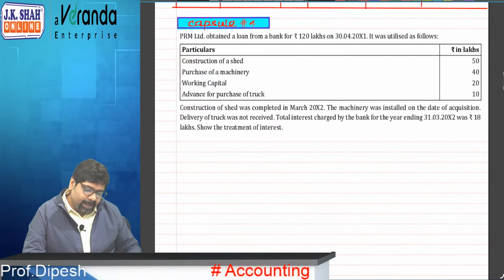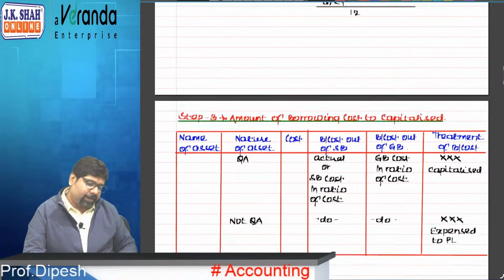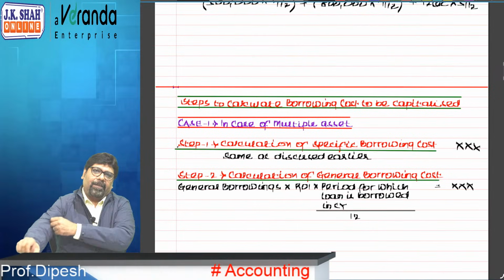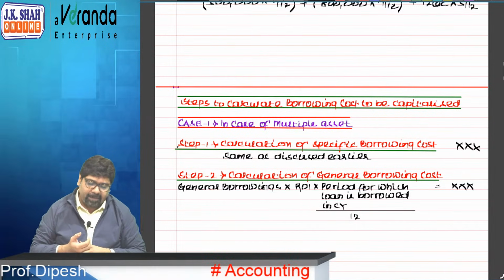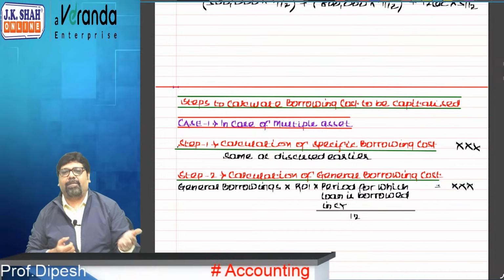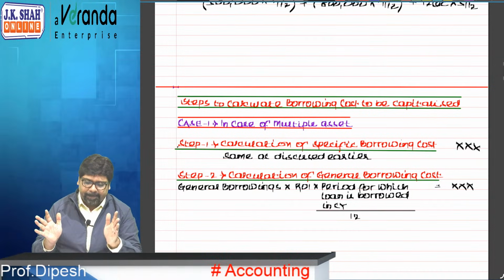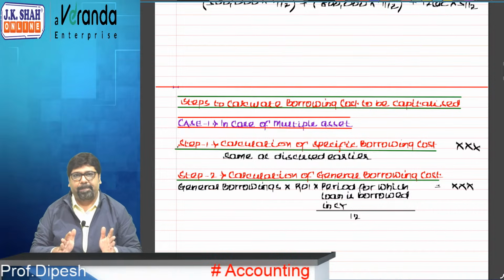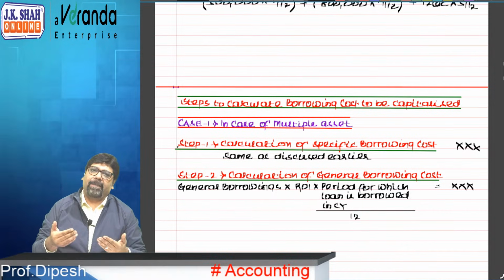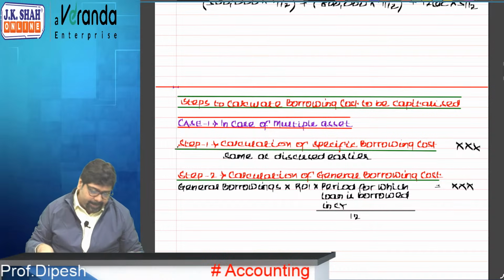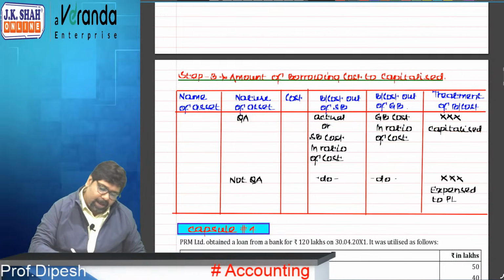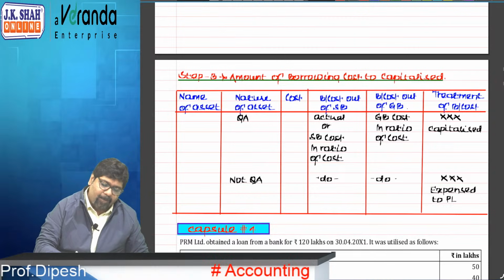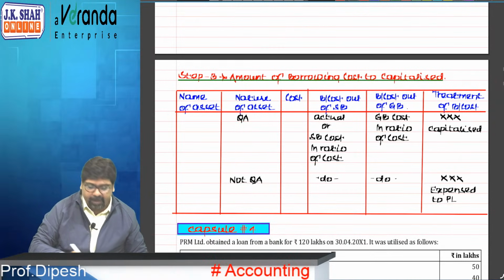Now, capsule. So this is how you capitalize. So how do you calculate borrowing cost? In case of multiple assets, calculation of specific borrowing cost, as usual, and calculation of general borrowing cost: amount into rate of interest into period divided by 12. But specific borrowing cost and general borrowing cost should be spread over all the assets in the ratio of cost of the asset. Qualifying asset to be capitalized and not qualifying should be charged to P&L.